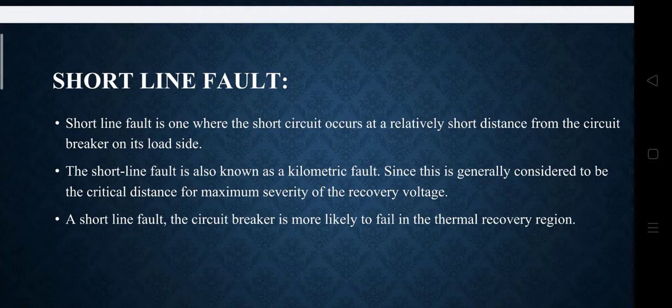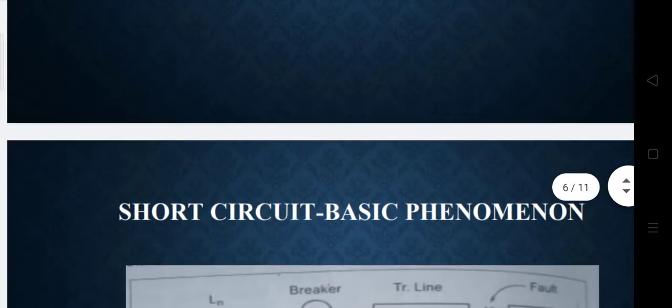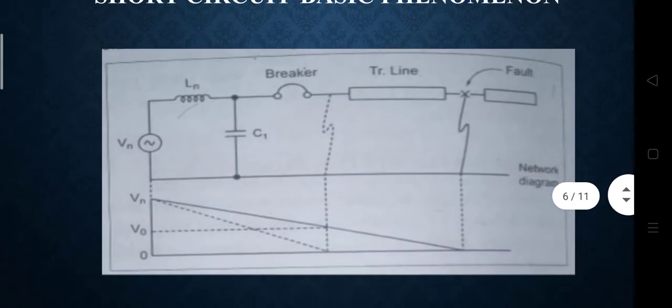If it is at the end, nearer to the point which terminates, it is called a terminal fault. The short line fault is also known as a kilometer fault, since there is generally considered to be a critical distance for maximum severity of the recovery voltage. In a short line fault, the circuit breaker is more likely to fail in the thermal recovery region. The short circuit basic phenomenon.